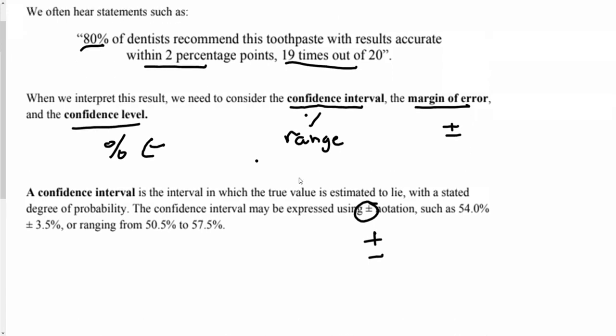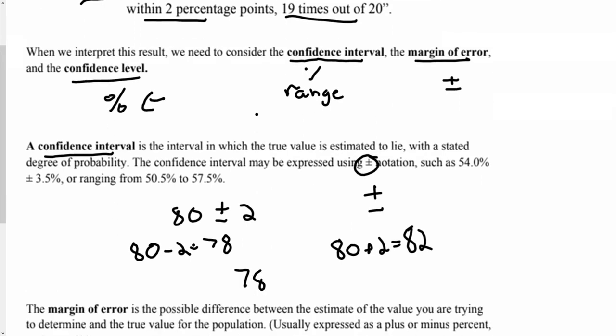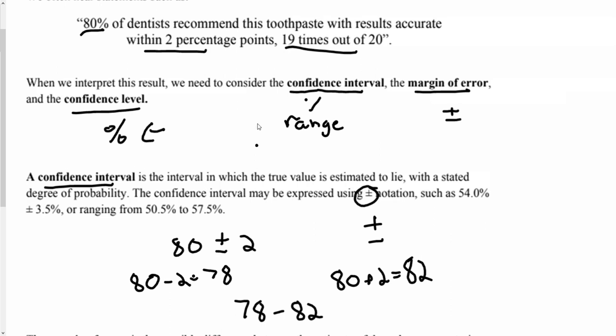So if we go back to our dentist example here, we have 80% of dentists, accurate within 2 percentage points, so that's our margin of error there, plus or minus 2. So my actual confidence interval or range would be 80 plus 2 or minus 2. So 80 minus 2 would be 78. 80 plus 2 is 82. This is just earth-shattering mathematics here. So my confidence interval is anywhere between 78 and 82. Okay, so it could be maybe only 78% of dentists recommend this toothpaste, or it could be as high as 82. These are the possibilities, and that's what this statement, within 2 percentage points, is representing.